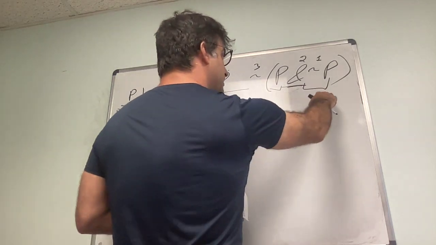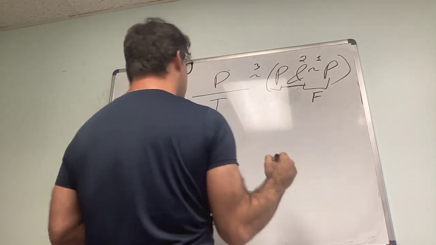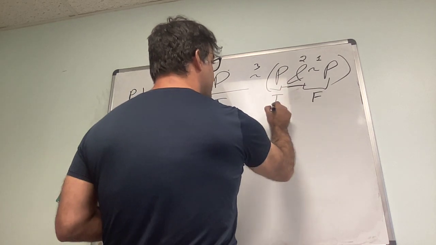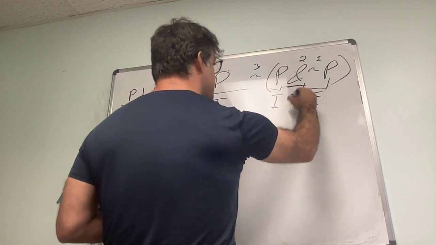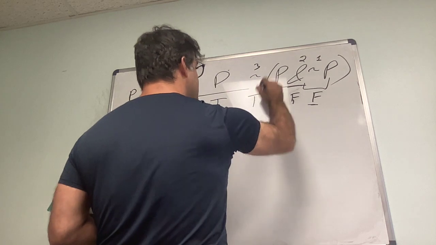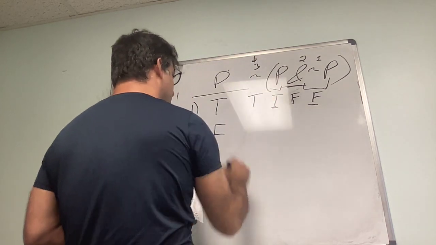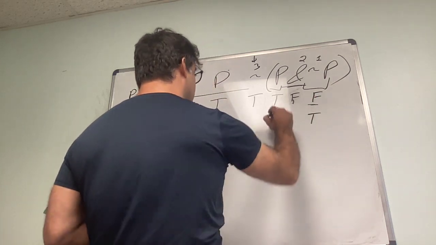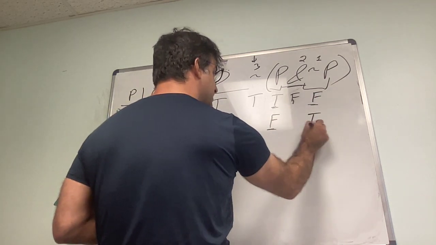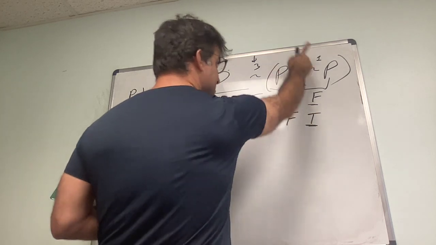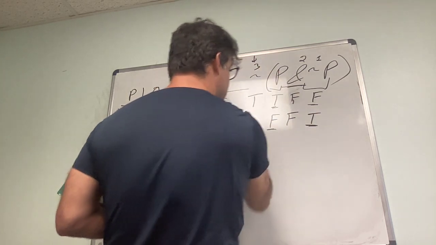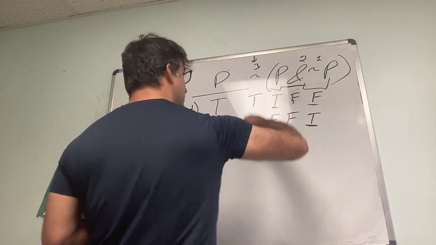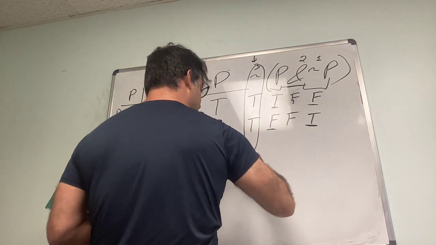Since P is true, not P is false. This is row 1, scenario 1. So we get true and false, which is false, but then that's negated, so the whole statement is true. Likewise, when P is false, not P is true. P is false, so we get false and true, which again is false, because inside the parentheses is a contradiction. When we negate it, it's true, no matter what, and so we call this a tautology.